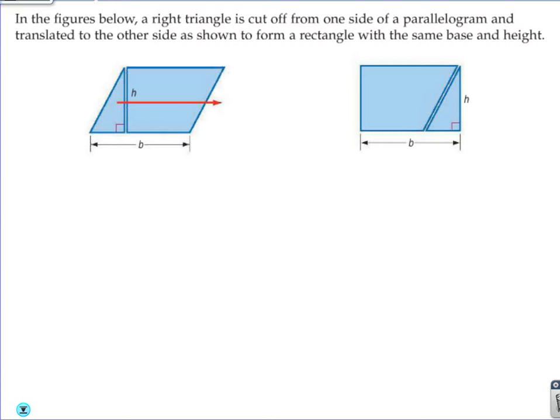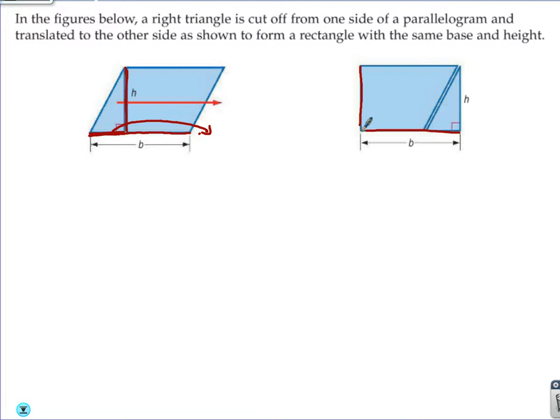In the figures below, a right triangle could be cut off. You've got this parallelogram here. You could slice off a right triangle from that parallelogram, simply move it to the other side, and look what you got. It's a rectangle. The base of this parallelogram is identical to the base of this rectangle. The height of this parallelogram is identical to the height of this rectangle. So that's the reason a parallelogram is going to have the exact same area formula as a rectangle.